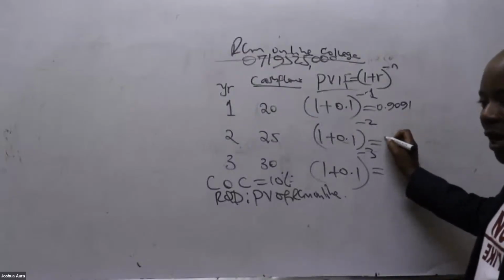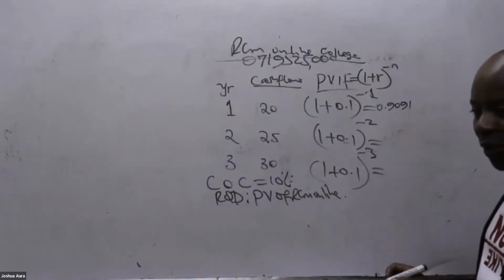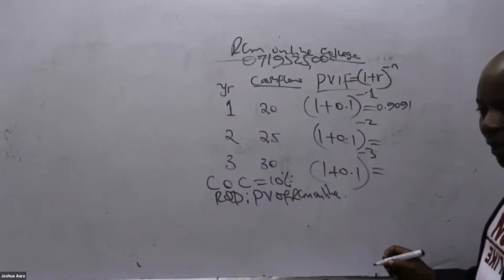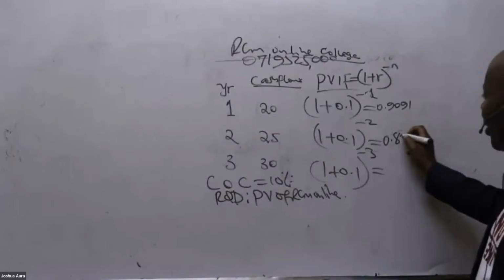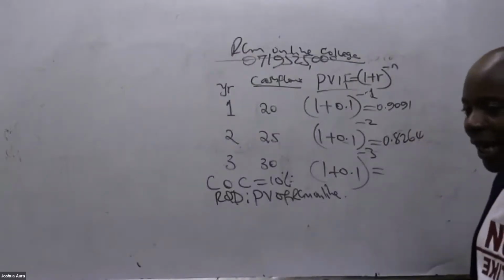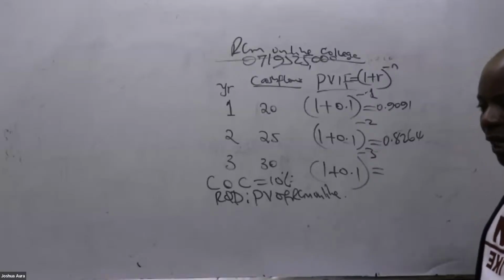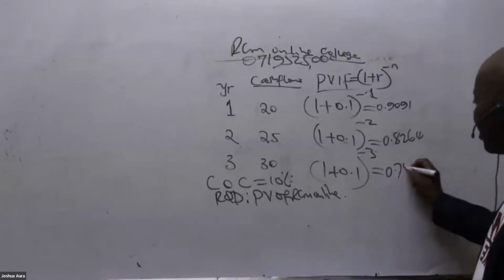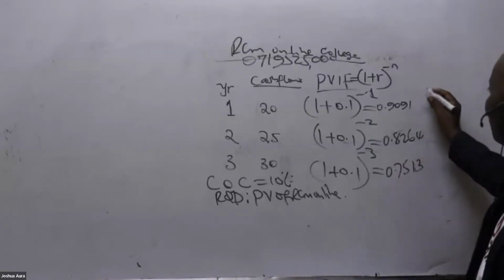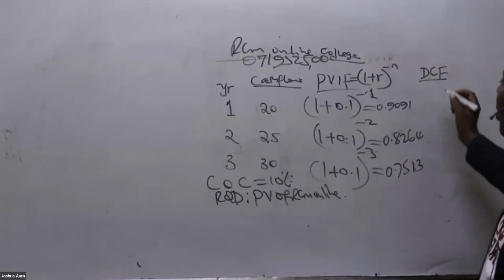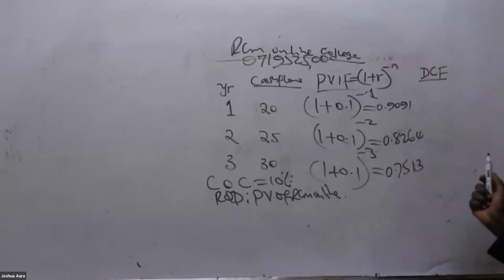The second one. 0.8264. And then lastly, the last one is 0.7513. Thank you so much. I'm now showing you the practical aspects, which most of you will remember after some time. So please come and give me the discounted cash flows.